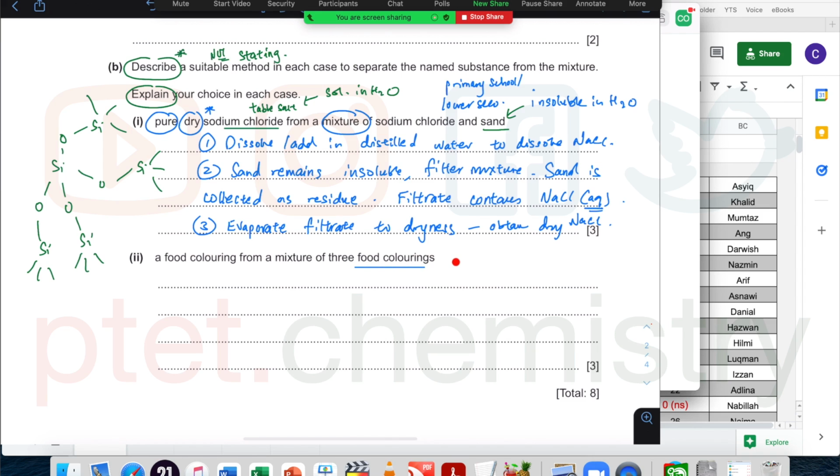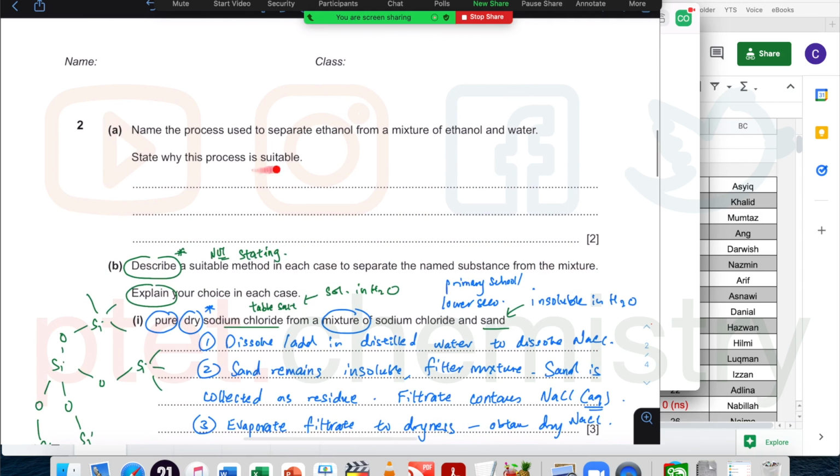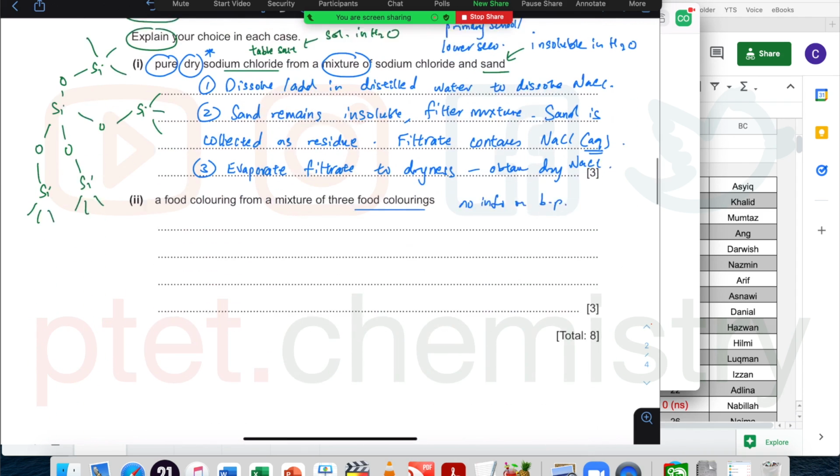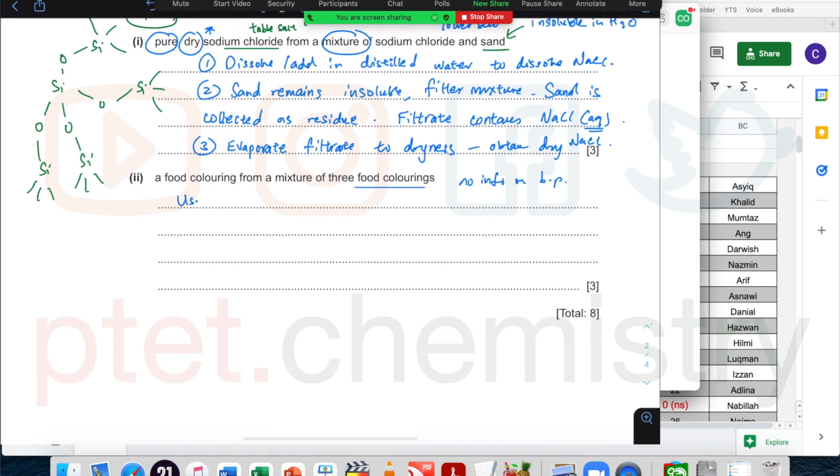Some of you have suggested distillation, but you have no information on the boiling point. Distillation works because they have different boiling points. So ethanol, the boiling point I think is around 79 or 80 degrees Celsius. The boiling point of water is around 100 degrees Celsius. Different boiling points are very important for the distillation apparatus. For the distillation principle, you must have different boiling points so you can collect them separately. So this one is definitely using chromatography.